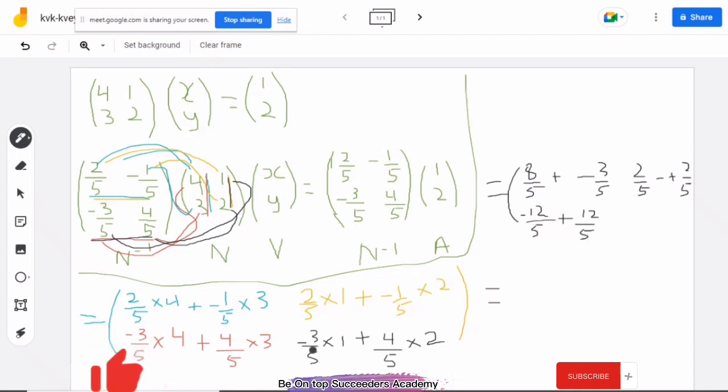So -3 4s are 12/5, add 4 3s are 12/5, and -3 1s are 3/5 plus 4 2s are 8/5.